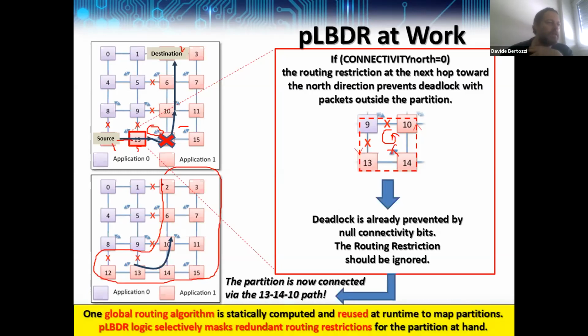So PLBDR works with the global static routing algorithm. Therefore, it doesn't have to deal with the runtime reconfiguration of the routing algorithm. It's already there, and we lay out, so to say, partition boundaries on top of a pre-existing static global routing algorithm, and we selectively mask routing restrictions where needed.